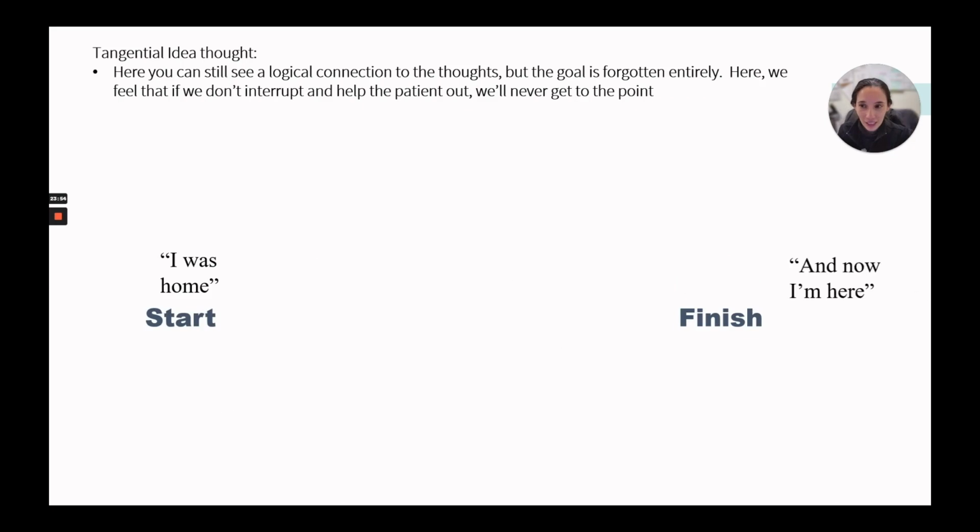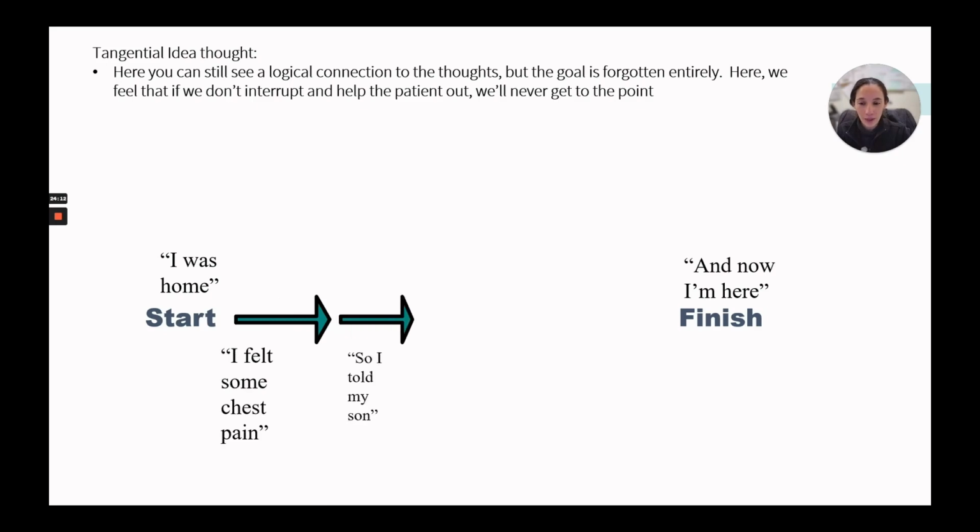Now let's look at a tangential idea thought. So here we'll be able to see a logical connection to the thoughts, but the goal is forgotten entirely. And here we feel that if we do not interrupt and help the patient out, they will never get to the point.